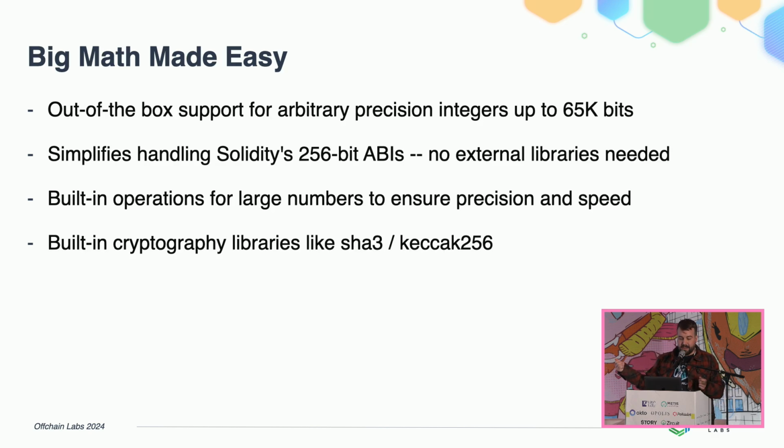It also has out-of-the-box support for arbitrary precision integers, which is fantastic, up to 65,000 bits, which is huge. Solidity works with 256-bit integers, which is weird for a lot of languages. A lot of languages only support up to 64 bits, maybe 128 bits, but Zig supports 65,000 bits out of the box. So you get that arbitrary math on large integers, no problem, and there are no external libraries needed to support that. That's a really nice feature of the language.